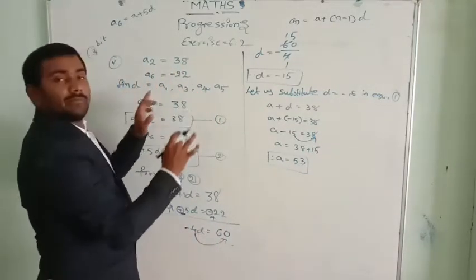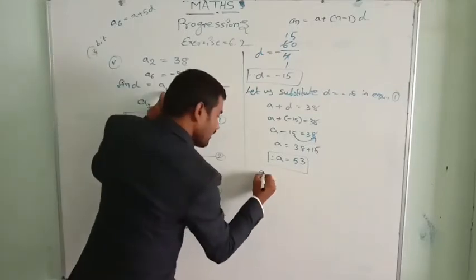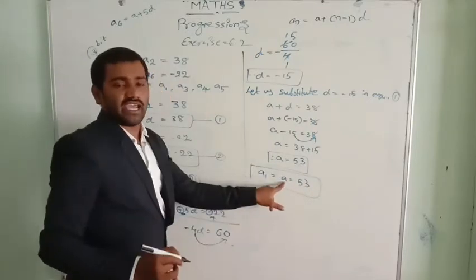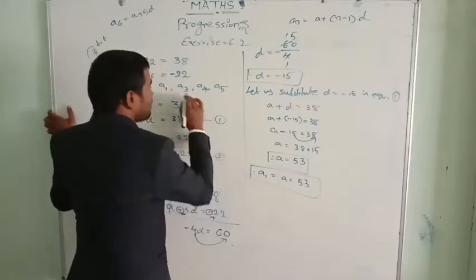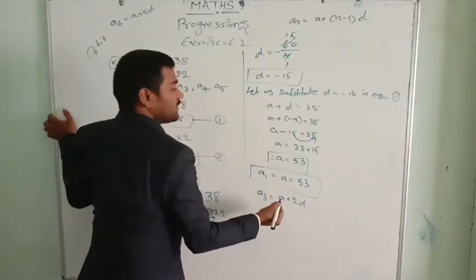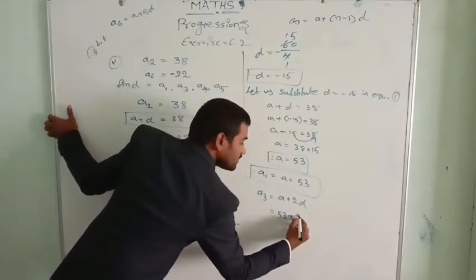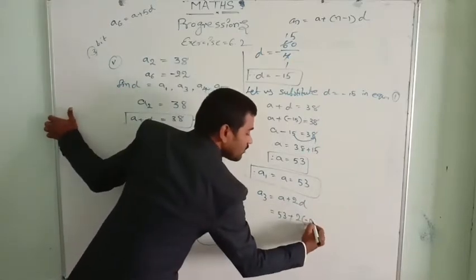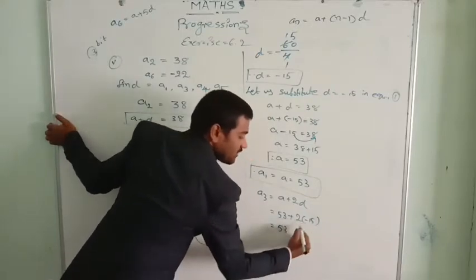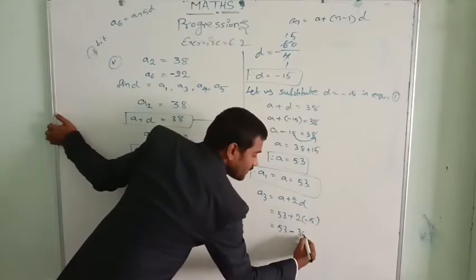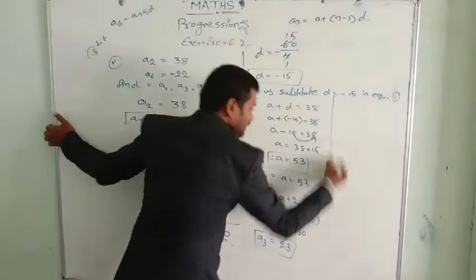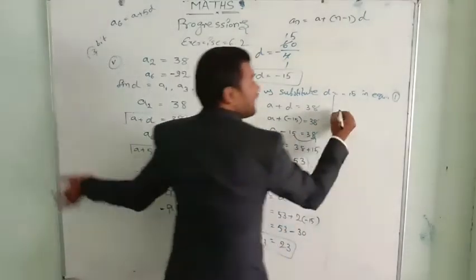So now we can find out our AP. A1 is nothing but a first term, that is A, equal to 53. Now next we need A3. A3 equal to A plus 2D, that is 53 plus 2 into D. D equal to minus 15. So 53 plus into minus is minus 2 into 15, that is 30. So you will get here 23. A3 equal to 23. Next we need to find out A4 and A5.